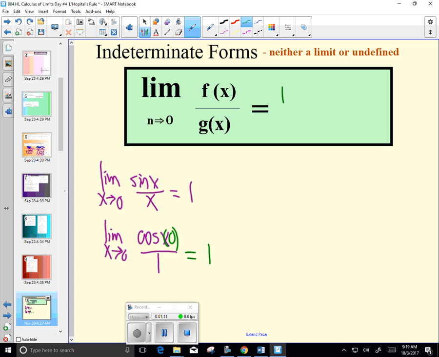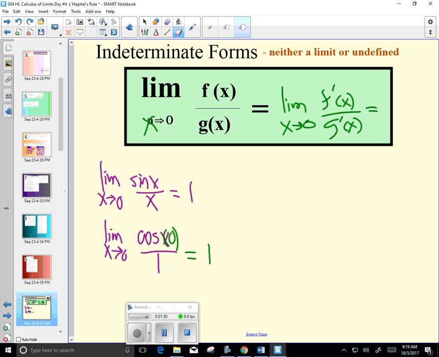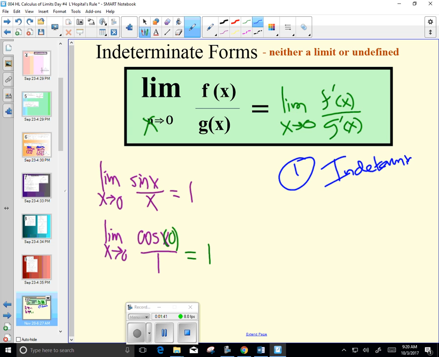All you need to do is say that the limit as, we'll call it x equals 0 here, of f prime of x over g prime of x will be equal to the limit of f of x over g of x. So a couple of things that you need to be aware of. Number one is that you have an indeterminate form, and you have to actually list that for IB. You have to actually say this is an indeterminate form. And I'll show you which ones they are.